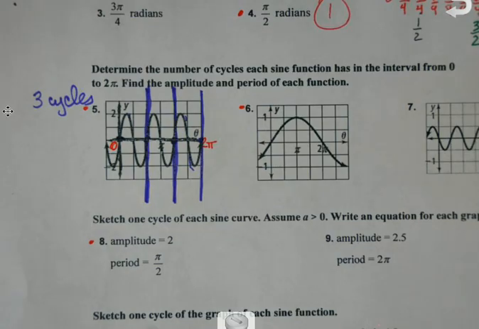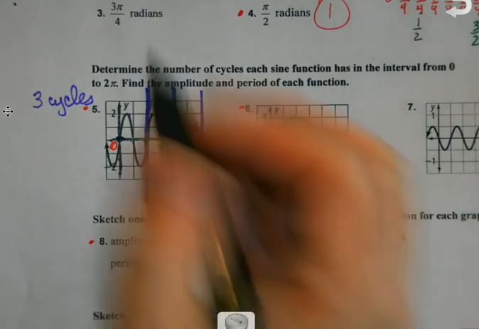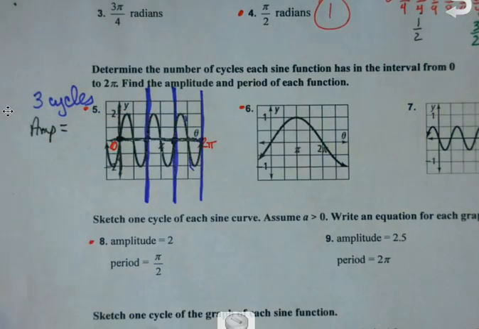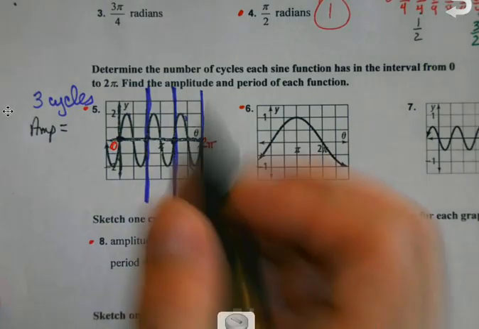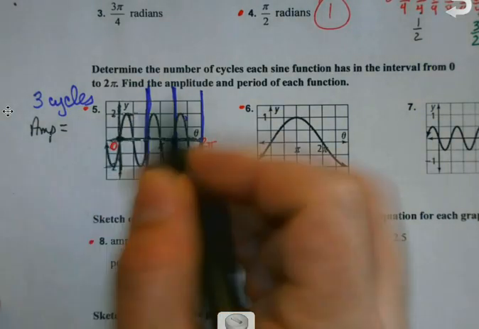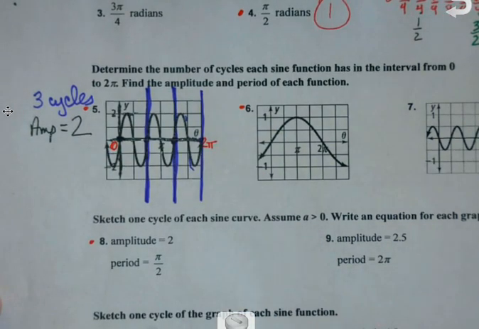And then we're going to find the amplitude. Again, our amplitude is just what the minimum or maximum value is. But remember, it's always positive. So I look, where is it? The highest value it goes to is 2. That's my amplitude. That's the easiest way to look at it. So again, that's not a bad deal.